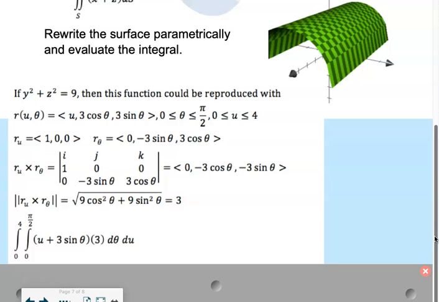Or did you already finish? You could do d theta and du. Oh yeah, because they're both constants, it doesn't matter.